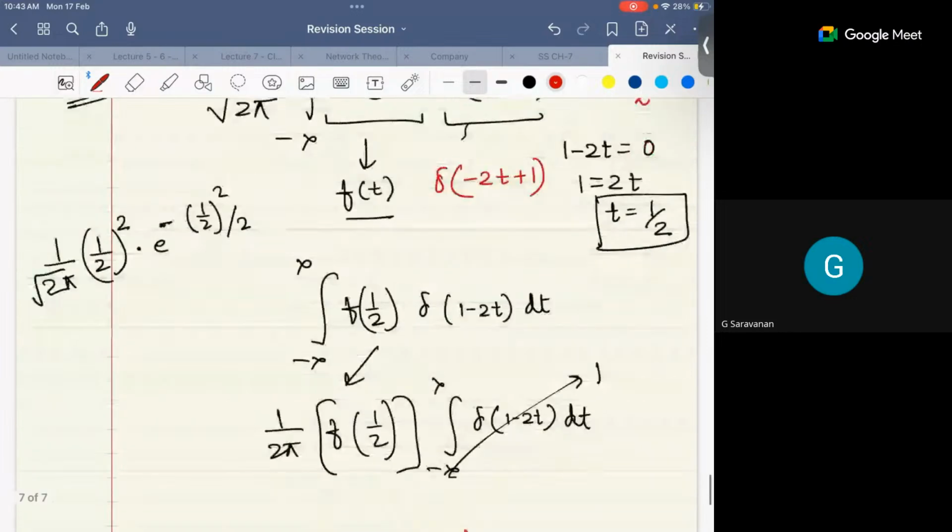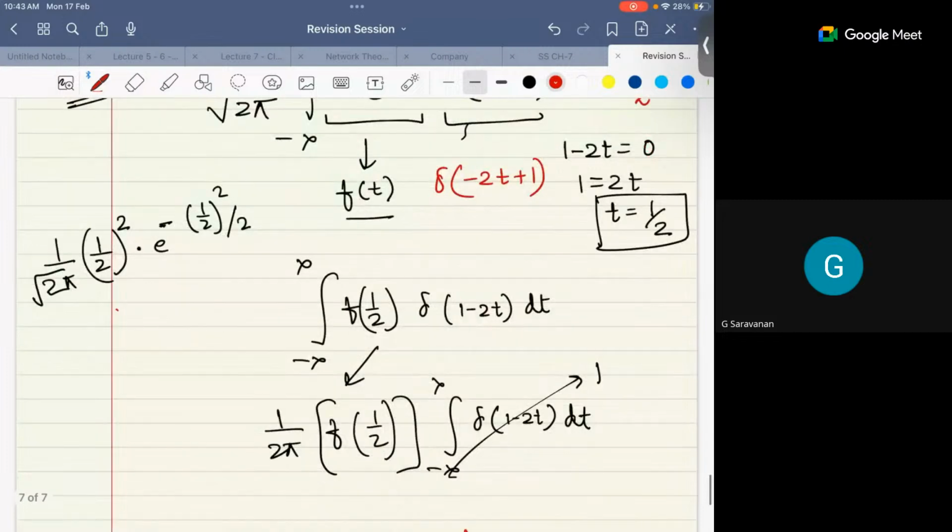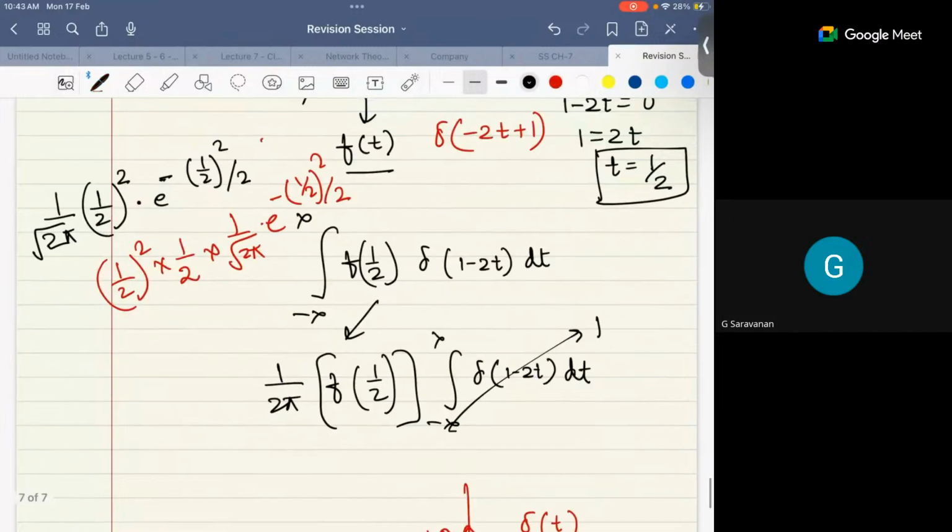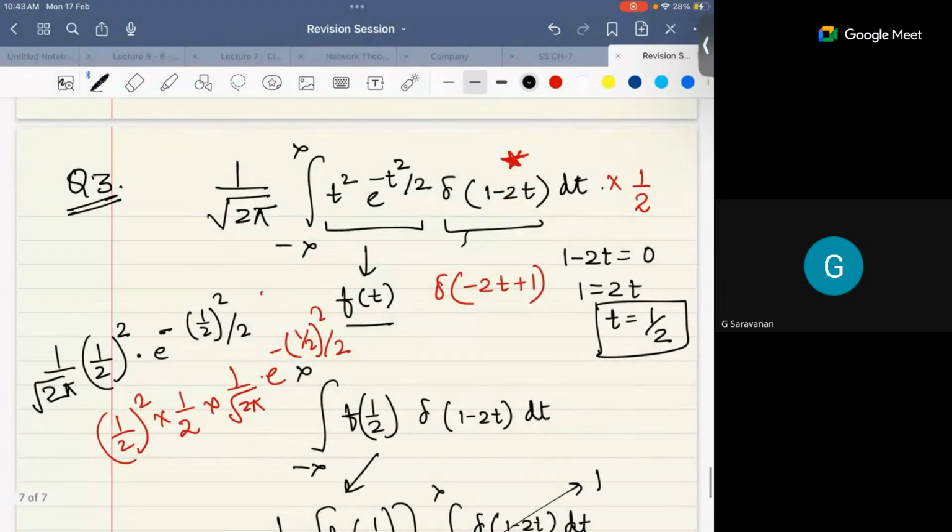So now your value will be 1 upon 2 whole squared, into 1 upon 2, times 1 upon 2 pi, and e to the power minus half squared by 2. Is it clear to everyone? I hope now you'll not make any mistake in the exam.